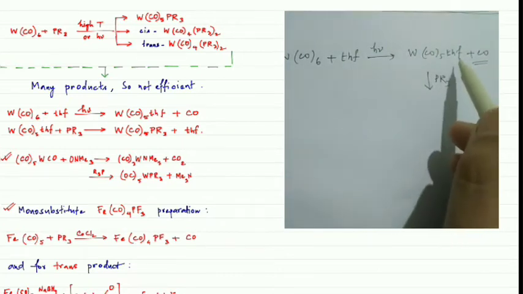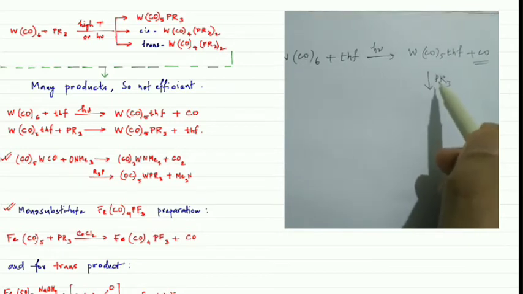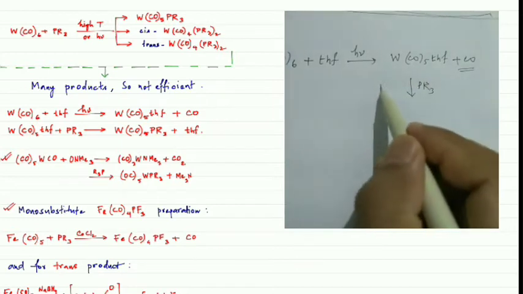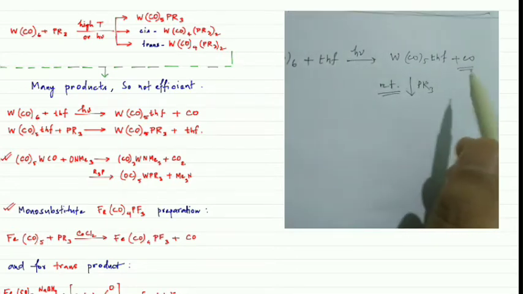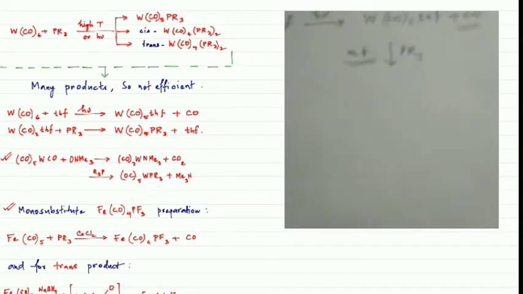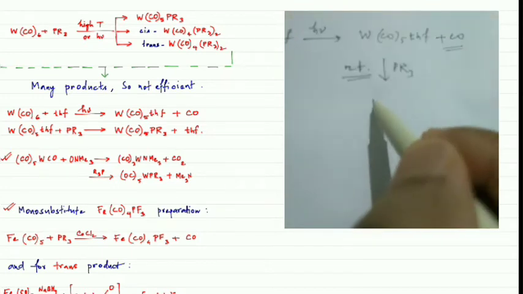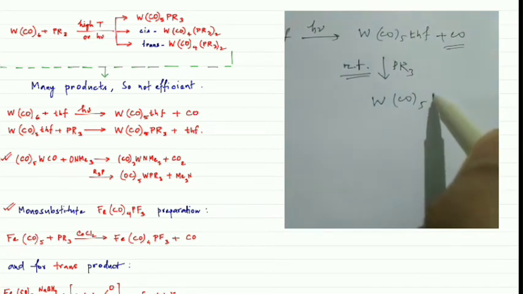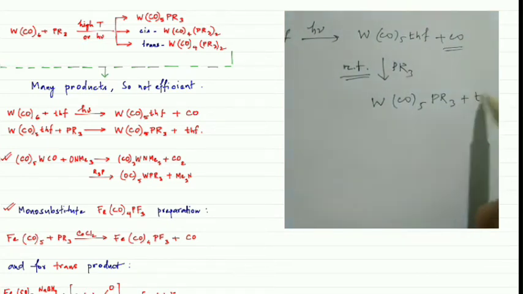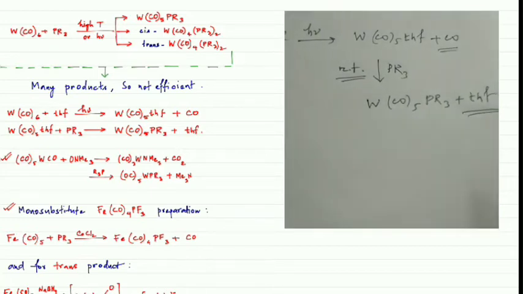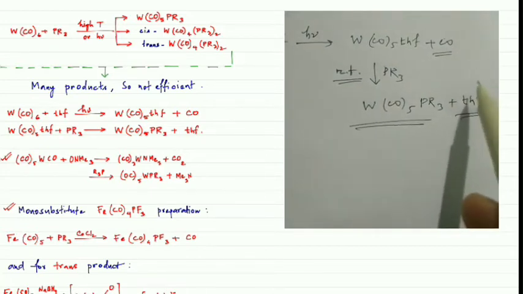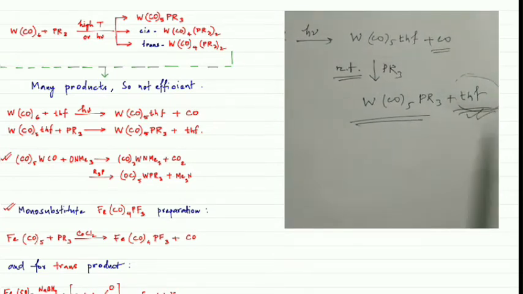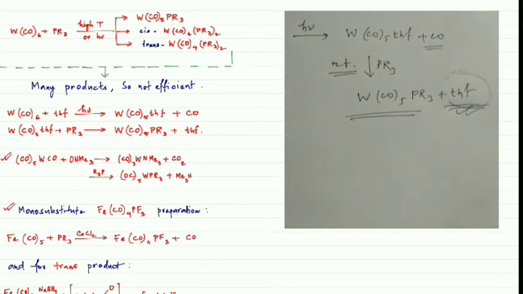we can replace this tetrahydrofuran by the tetraphenyl phosphine actually at room temperature. Even we can do this reaction at room temperature, and we can get the desired product, C5, PR3 plus THF. So this can be easily obtained by removing the THF, because the boiling point is not so high, so we can remove this one by using some distillation process.